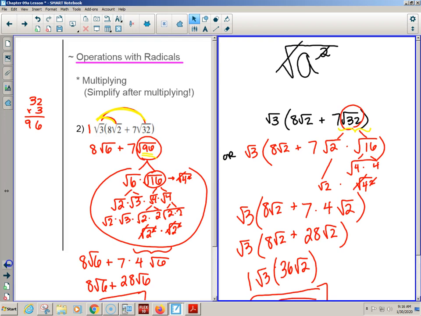Just in case this helps, I'm showing you the square root of 1 is 1, the square root of 4 is 2, the square root of 9 is 3. If I can get a square, I can cancel out the square root.